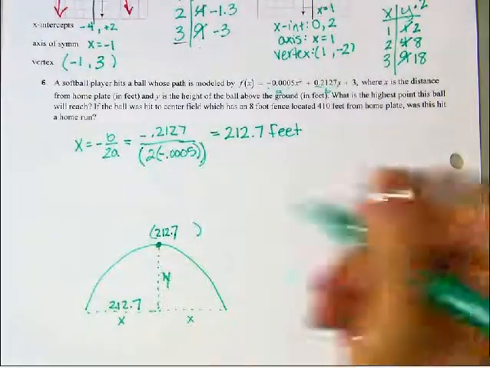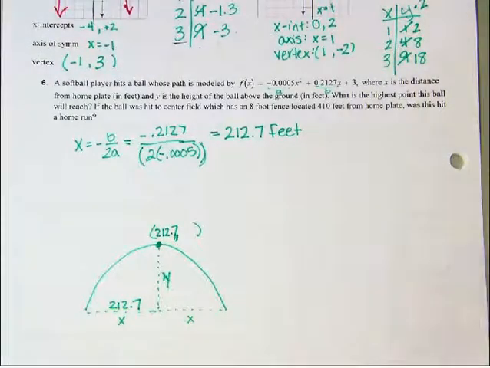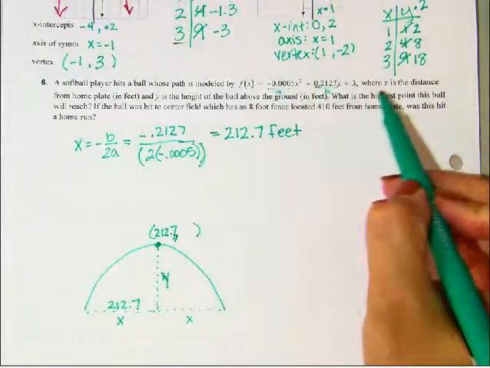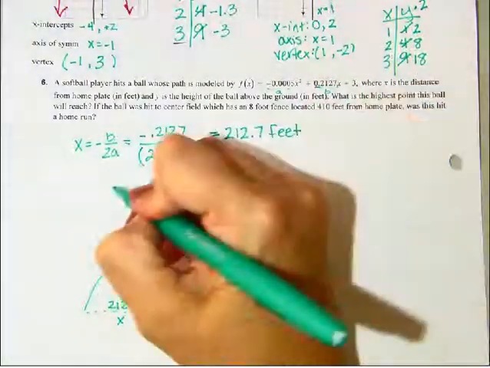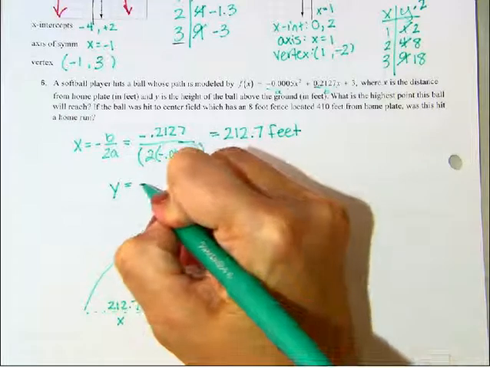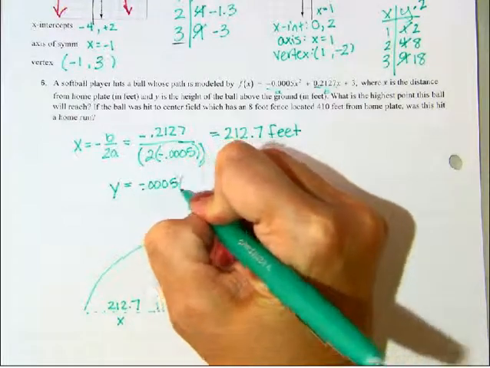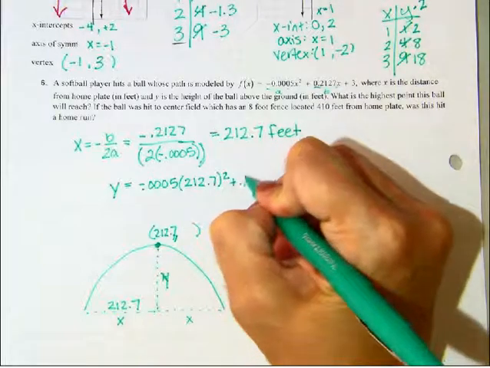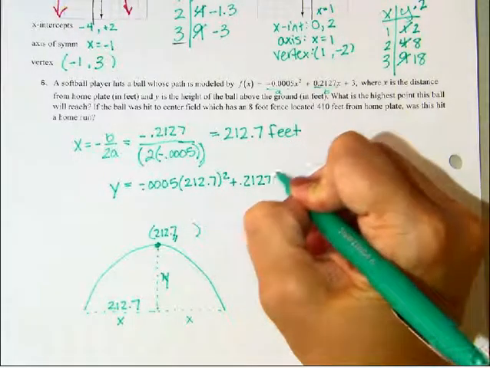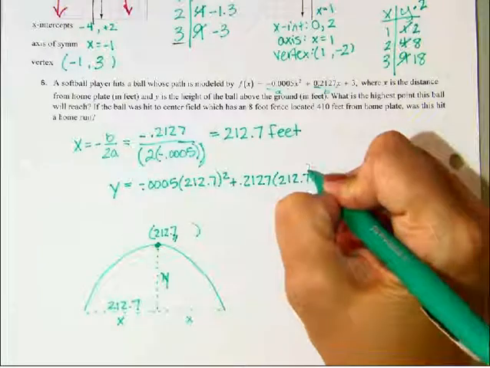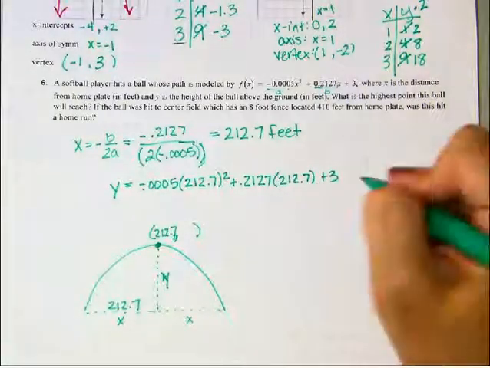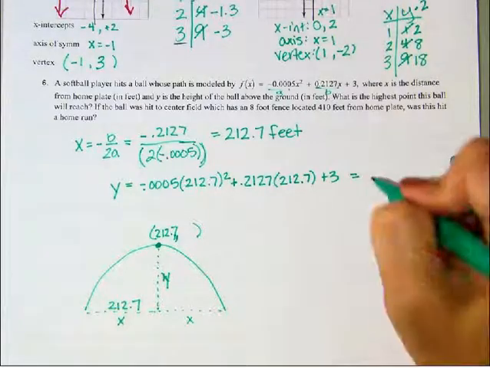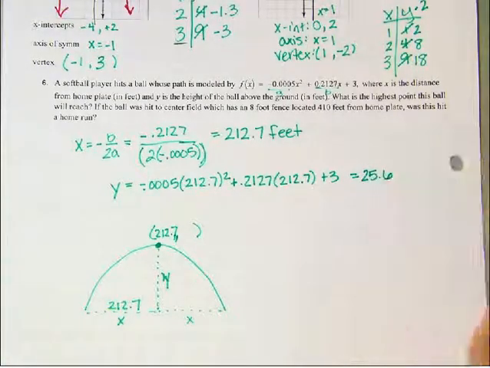Okay, and then there's a comma. And now I need to find the y. I'm going to find the y by plugging that in for x. So y is going to equal negative 0.0005 times 212.7 squared plus 0.2127 times 212.7 plus 3. You just plug all of that in your calculator, and then you should get 25.6.